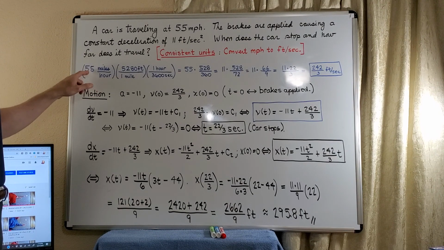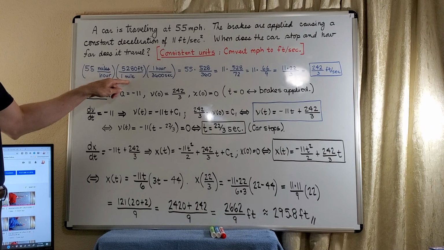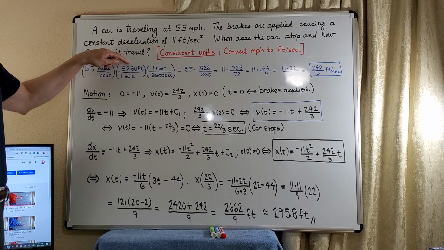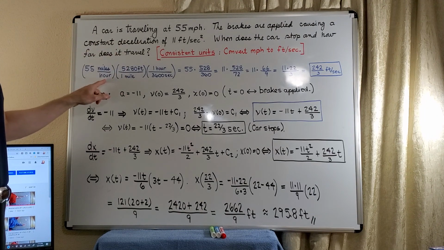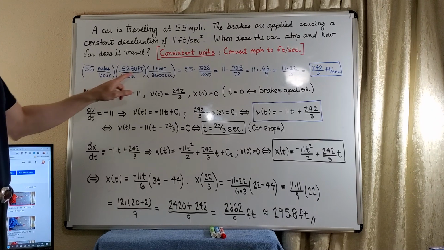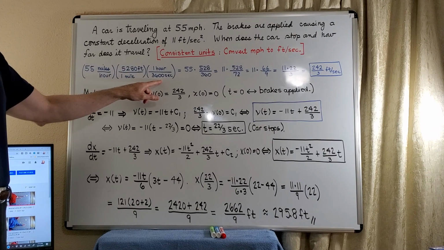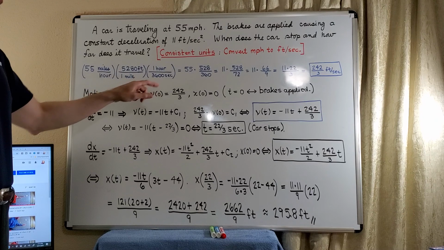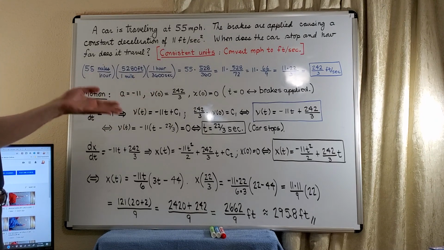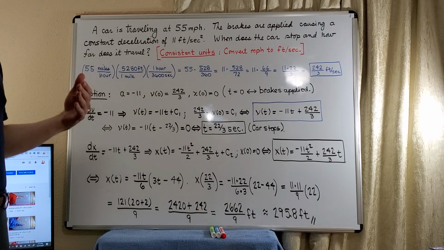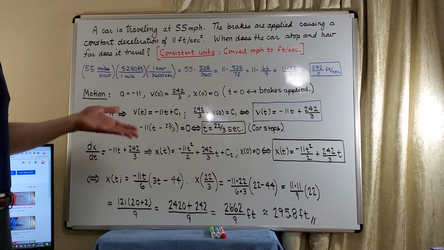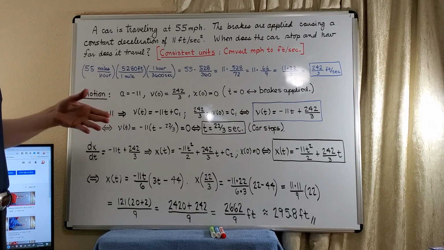So 55 miles per hour, and of course we want to absorb the mile, so we will use the consistent unit 5,280 feet. And then of course we want to absorb the hour, so we use the consistent unit of 3,600 seconds. Now first off, this is not very difficult, but we don't want our equations to have a bunch of decimals in them. So we're going to reduce this.